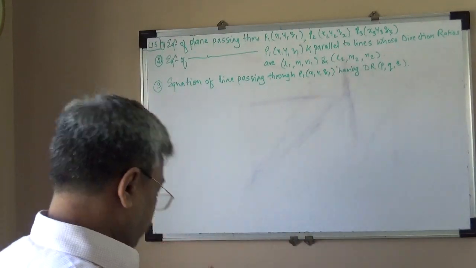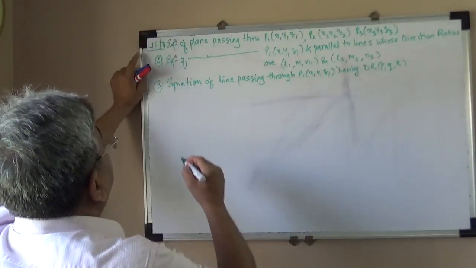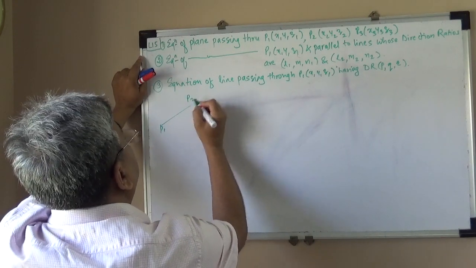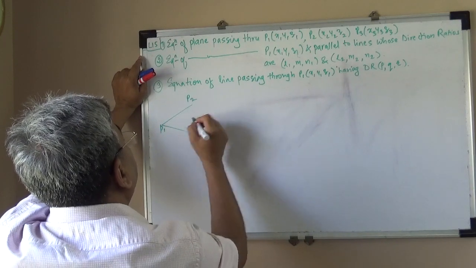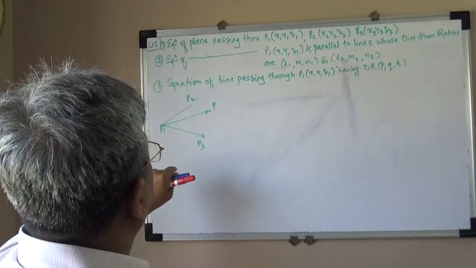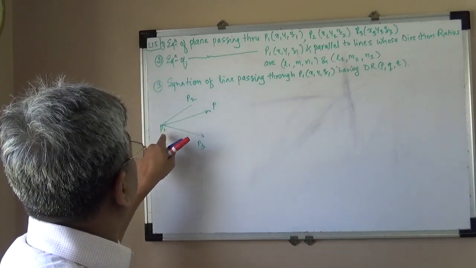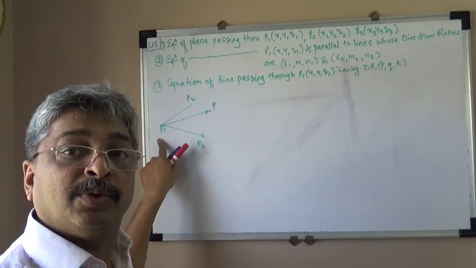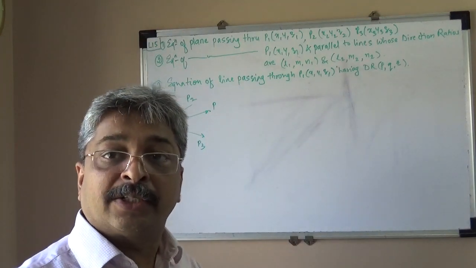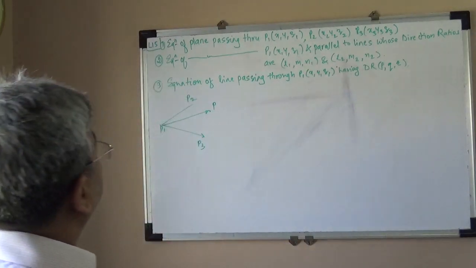In vectors, we have already found this out. Suppose P is any point in the required plane. So P is any point, this is say P1, P2, P3, and P is any point in the plane. Then this vector PP1 should be coplanar, a linear combination of P2P1 and P3P1. Or now using scalar triple product, the volume of the box formed by these three vectors as coterminal edges should be 0.